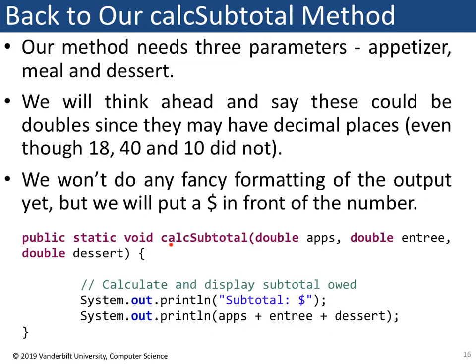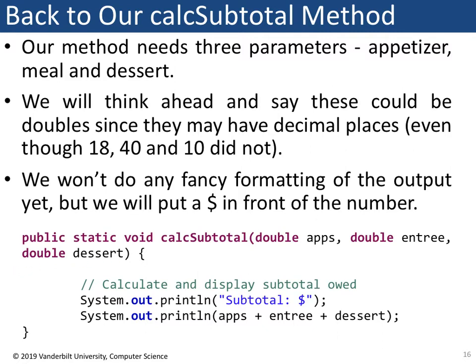And our method name is calc subtotal. Then we have our parentheses, which begins our parameter declaration area. If you remember previously when we defined this method, we just had open close parentheses because we weren't passing any parameters. Now we're passing parameters. So our first parameter is apps, and it's of type double. The second parameter, separated by a comma, is entree of type double. And the third parameter is dessert of type double.